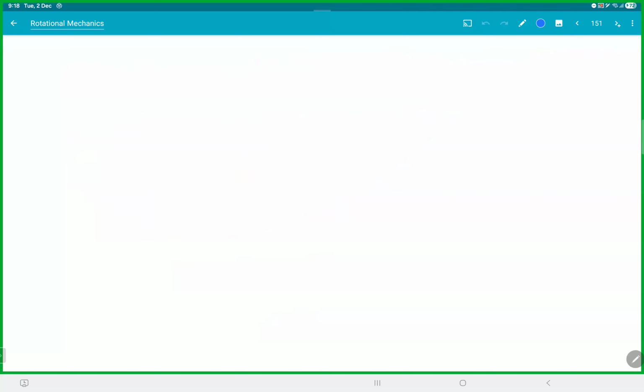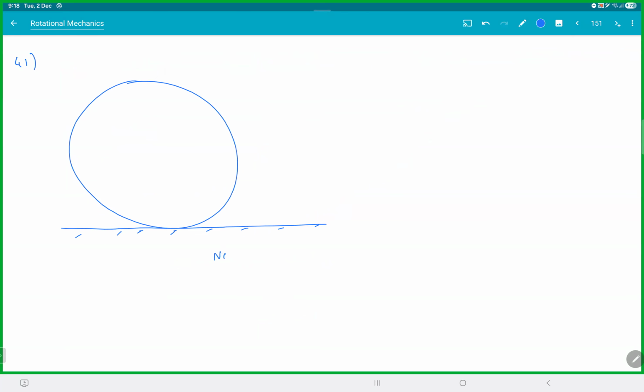Now we will slowly start going into rolling. Let's say there is no slipping. This is a solid sphere, mass M, radius R. This is your center. You are applying a force F here at a height h from the center.